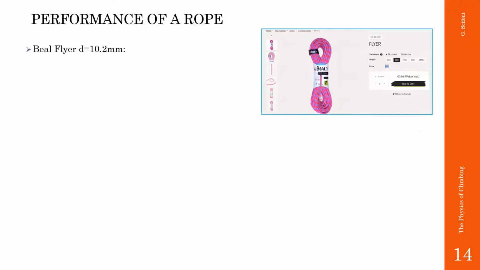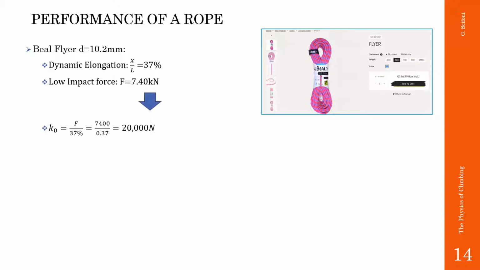Let's see now what is the performance of a real rope in terms of impact force. From the specification, we read that the dynamic elongation is 37%. This elongation corresponds to a low impact force of 7.4 kN. The meaning of low is that this force the rope can stand without losing its performance. Actually, it is possible to go something over 7.4, but the rope life will be affected. The constant K0 we find by dividing the force F by the elongation. We get 20,000 Newton.